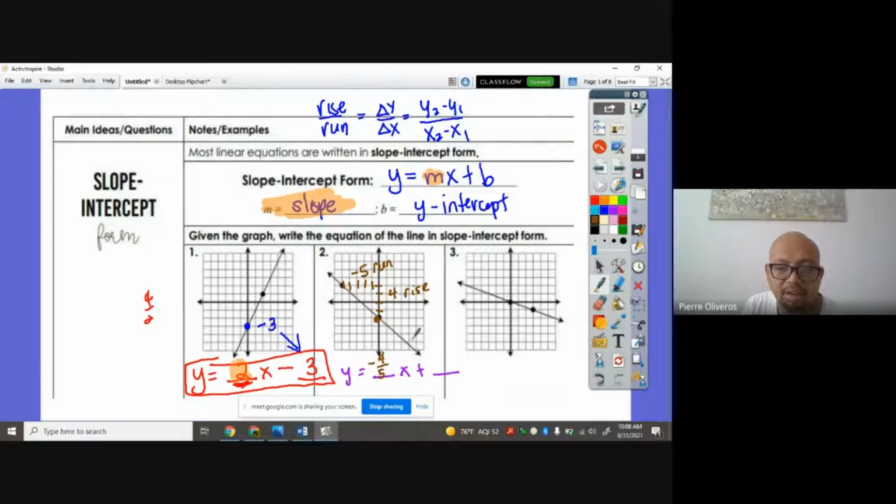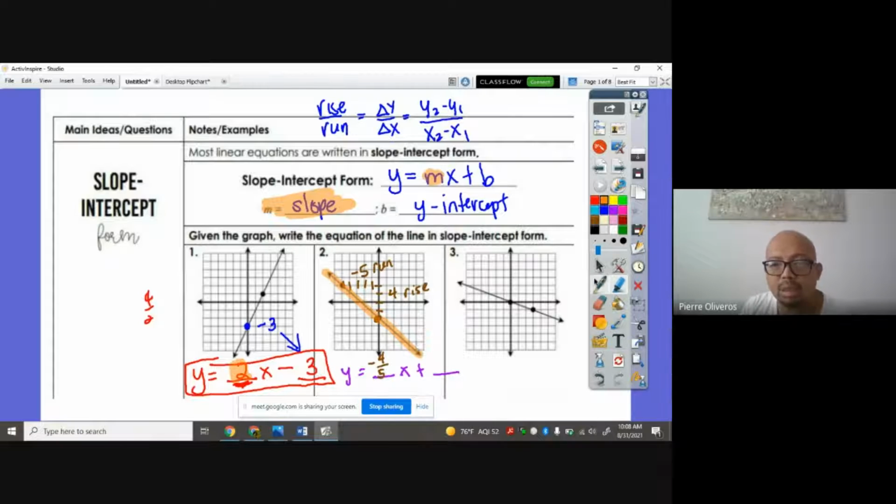You can put the negative in the middle, which is ideal. You can put the negative on top. You can put the negative on the bottom. It doesn't matter. You cannot put them both on the 4 and the 5, because negative 4 divided by negative 5 will be a positive. And the slope here is negative because this line is going down.